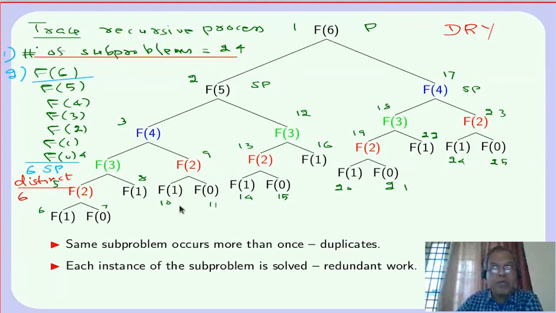So since we have observed that even though there is a large number of subproblems, the number of distinct subproblems is much fewer, we want to change the algorithm to take advantage of that.